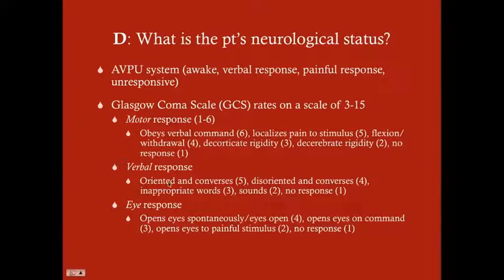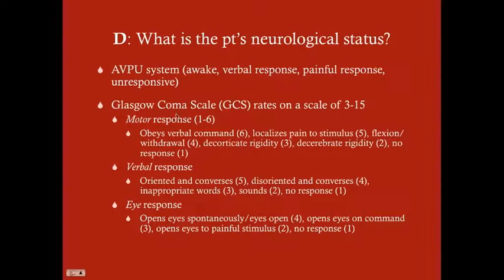With verbal response, if they are oriented and they converse with you properly, then it's a 5. If they're disoriented and they converse, it's a 4. If they're using inappropriate words, and by that I don't mean swear words, I mean they're just babbling inappropriate words that don't make any sense, that's a 3. If they're just making sounds like a baby, then that's 2. And if there's no response, that's 1. And then the eye response, you can see here as well.